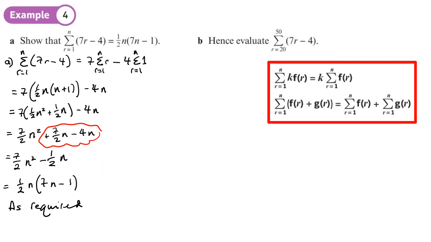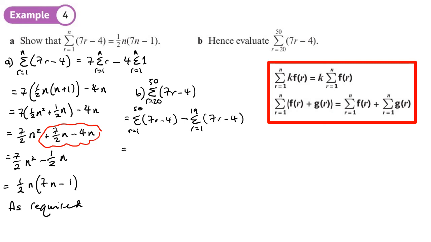And then part B says, hence evaluate that sum from 20 to 50. Okay, well, we've already worked out what its value is. So the sum of 20 to 50. We're not going to do this from scratch. We're going to use what we did from part A. 7r minus 4, that's equal to the sum from 1 to 50 of 7r minus 4, take away the sum from 1 to 19, not 20, 19, of 7r minus 4. So now we can just substitute in.